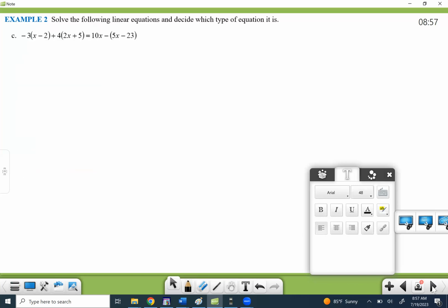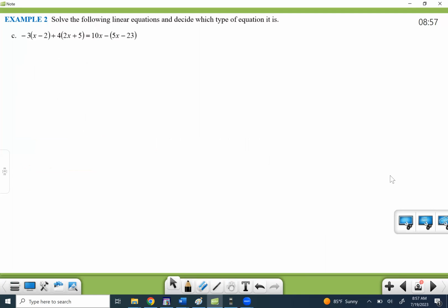All right, solve the following linear equations and decide what type of equation it is. So same directions. All right, so let's go ahead and do a bunch of distributing, huh? All right, negative 3 times x. A negative times a negative equals a positive. 3 times 2 is 6. 4 times 2x is going to be 8x. A positive times a positive is, of course, positive your whole life. A negative times a positive is negative. A negative times a negative is positive.